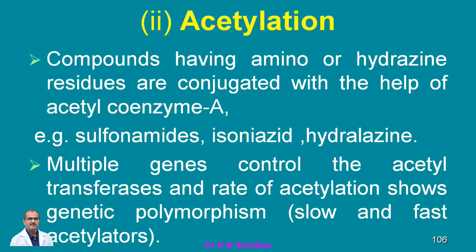So the amino or hydrazine residues containing drugs are conjugated with the help of acetyl coenzyme A, that's known as acetylation. Examples of this category which undergo acetylation are the sulfonamides, isoniazid, hydralazine, etc. So these drugs will undergo the acetylation process, then get excreted through the body.